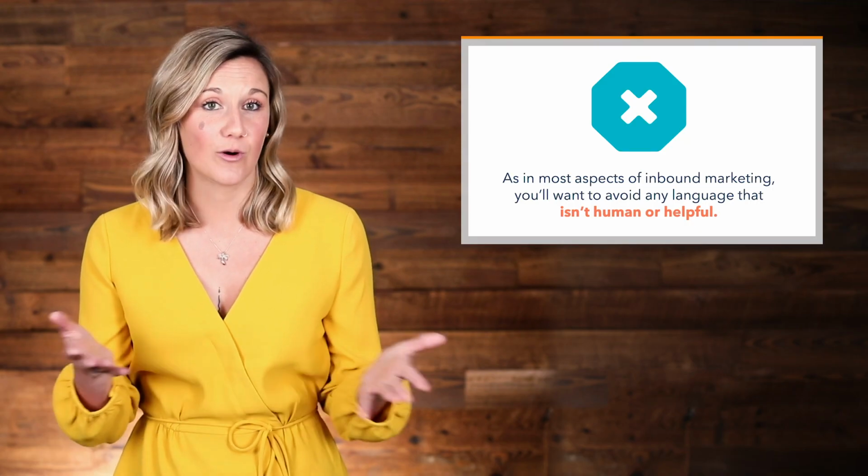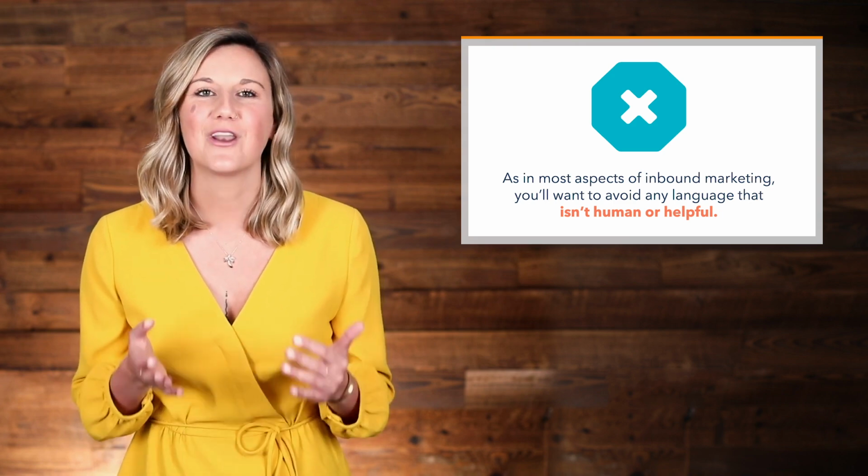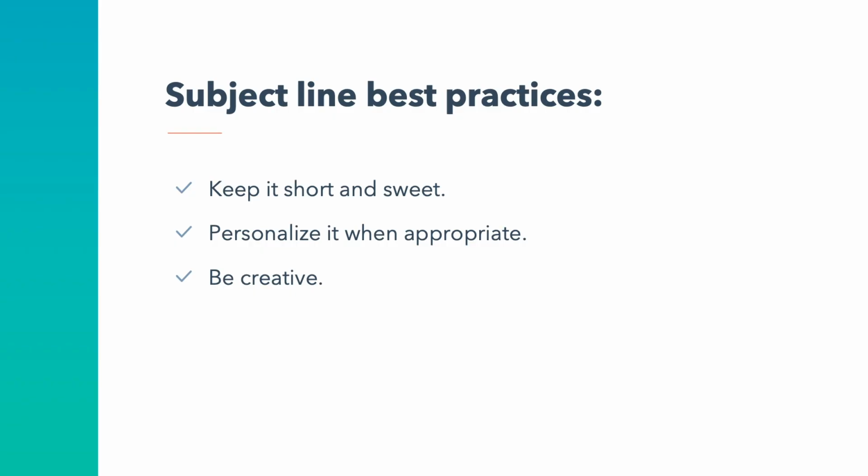As in most aspects of inbound marketing, you will want to avoid any language that is inhuman or unhelpful. Words like free or % off will not only trigger spam filters, but also don't make your email sound like it's coming from a real person. Some other things to keep in mind are keeping it straightforward, short, and sweet. Personalize it when it's appropriate to have the recipient's first name, company name, or even location appear. And lastly, try to mix it up. Get creative and run tests on what your contacts like or don't like by A/B testing your subject lines.